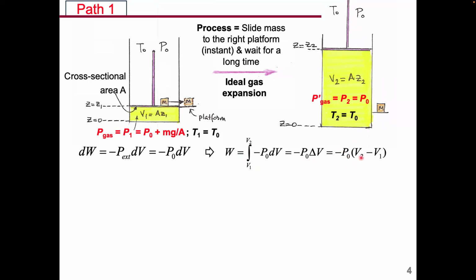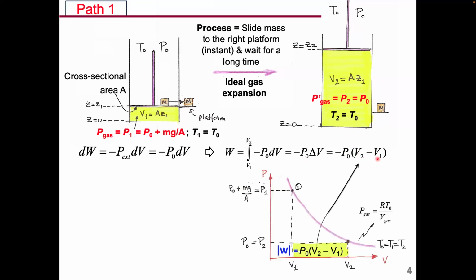So minus P0 (V2 minus V1), V2 is greater than V1. All right. So basically, imagine trying to put this process onto a PV plot.